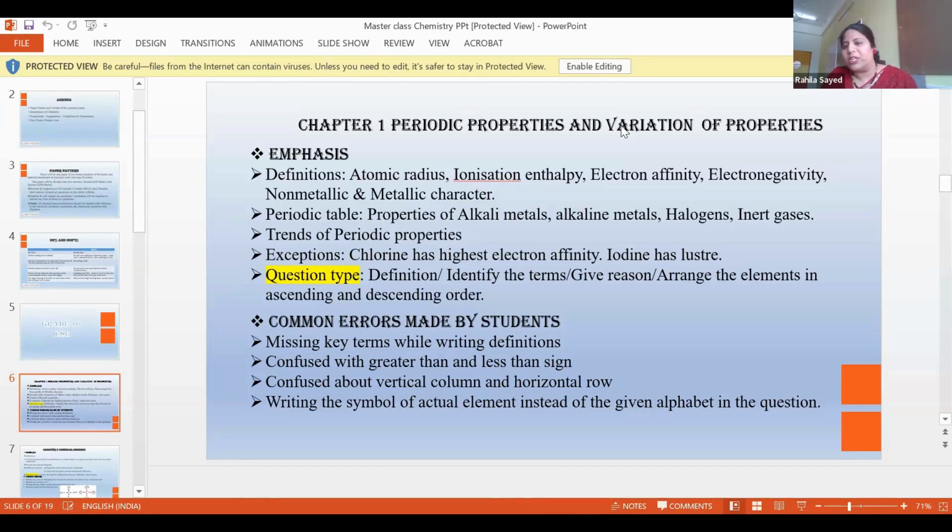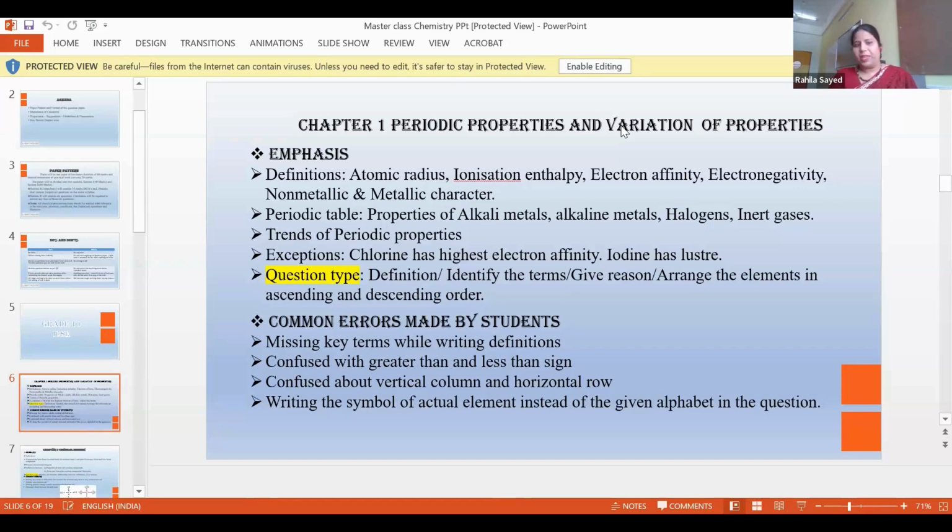Now, one thing which I would like to mention over here is, children, when you are learning the definitions, see to it you learn it the way it is given in the textbook. Do not try to write the definitions in your own words. Here what happens is you normally get confused, you misinterpret the terms, and the keywords are lost and you tend to lose marks. So whichever definition is given in the book, learn it the way it is given and try to write it the same way. The important definitions in this chapter are atomic radius, ionization enthalpy, electron affinity, electronegativity, non-metallic and metallic characters.